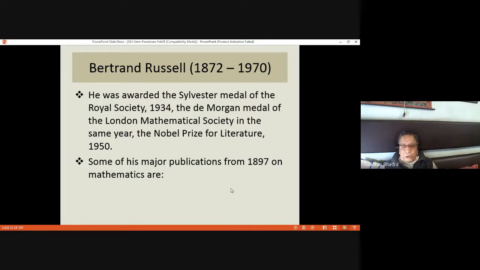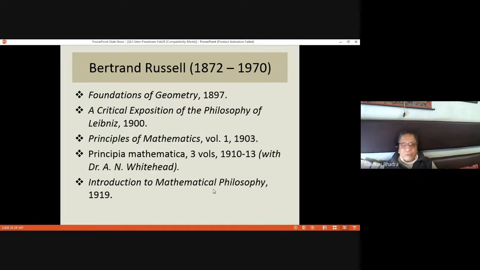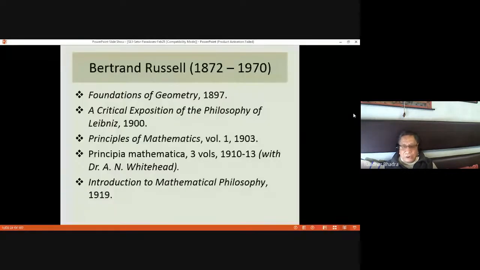Some of his major publications from 1897 on mathematics are Foundations of Geometry, 1897, Critical Exposition of the Philosophy of Leibniz, 1900, Principles of Mathematics, Volume 1, 1903, and Principia Mathematica, in 3 volumes, 1910 to 1913, with his friend Whitehead. Introduction to Mathematical Philosophy, 1919. These are some of his major works.